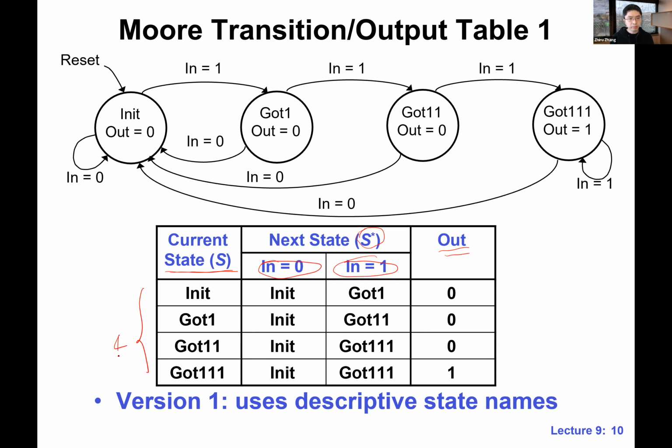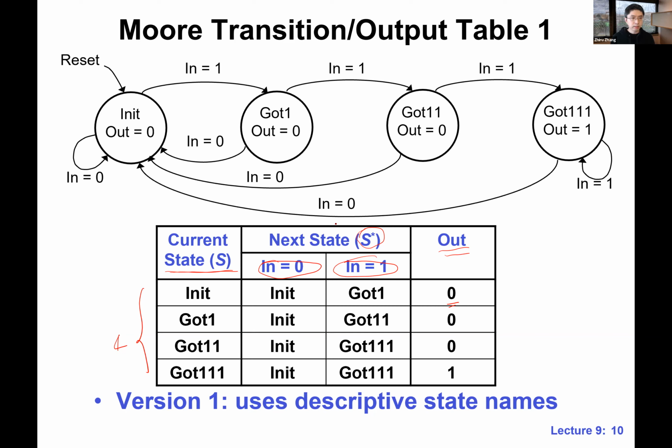Since we have a Moore diagram, it's a Moore machine, so given the current state, not input, we have the corresponding output. In Init, we output 0. In the next state, we output 0, etc. So this is how we capture the correspondence between the current state and the output. If you look at the middle columns, that's where we compute the next states. For the next state, we need to look at both the current state and the input.